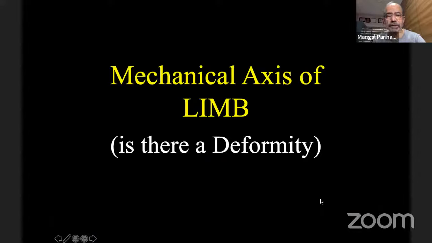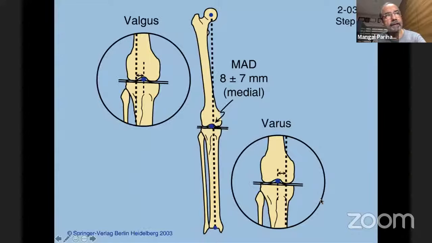So the first question we ask is, is there a deformity? Is there a problem? You notice that all the pictures which Shiva showed were of patients looked at from a distance, where even clinically you can appreciate the varus. The same thing has to be done in planning with a full-length X-ray. Today, full-length X-rays are available everywhere relatively easily, so that is something that should be done.